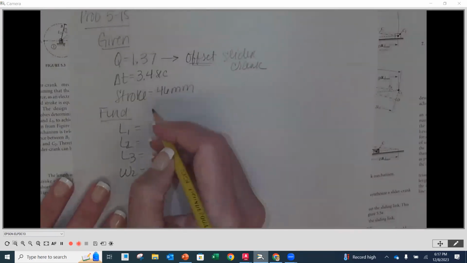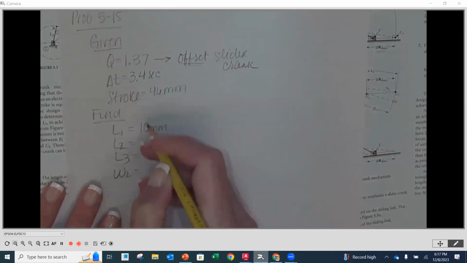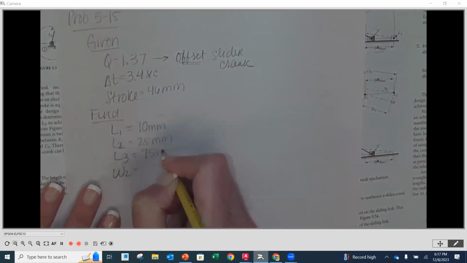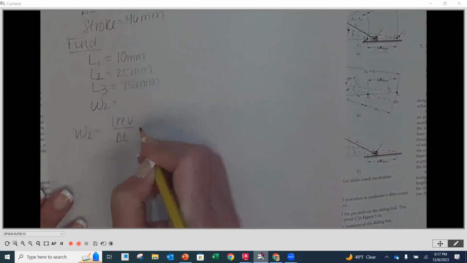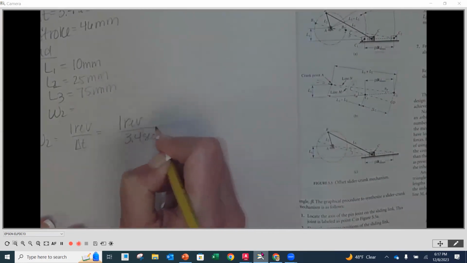So we picked L1, I picked 10 millimeters. My L2 was 25 millimeters. I had 75 millimeters. And then now I just need to calculate my W2. My W2 is going to be 1 revolution divided by my change in time for my cycle. So it's going to be 1 revolution divided by 3.4 seconds.